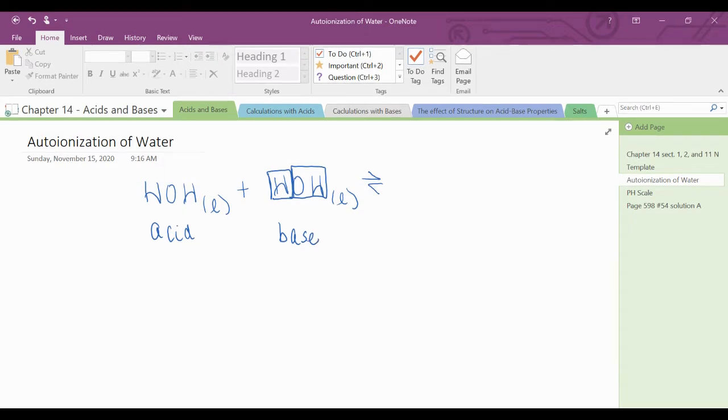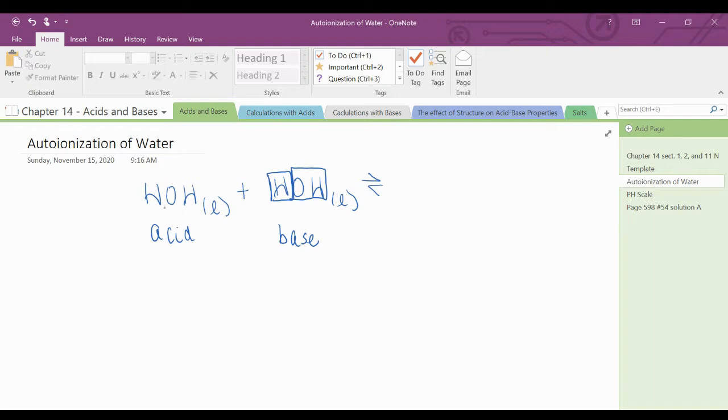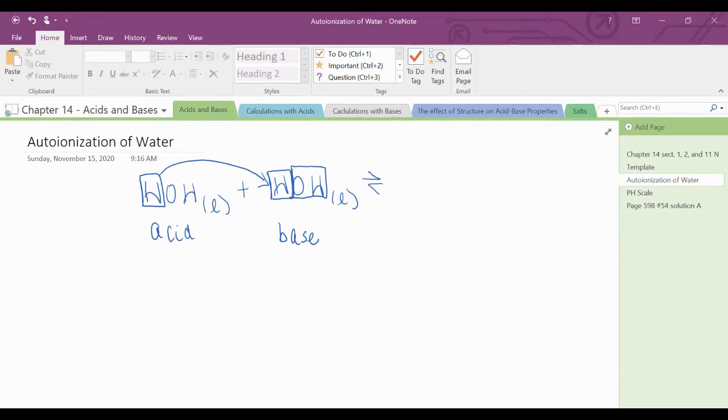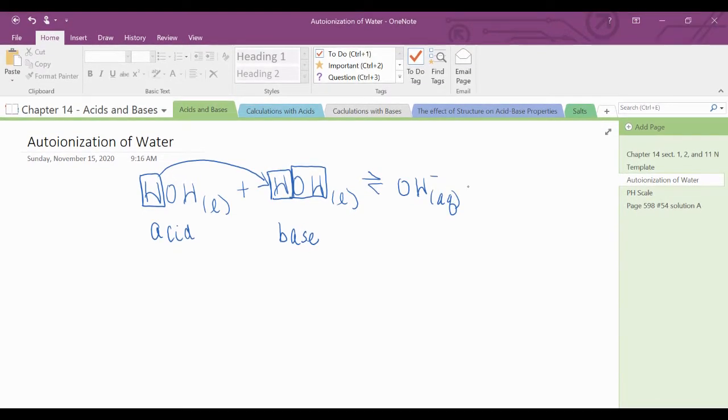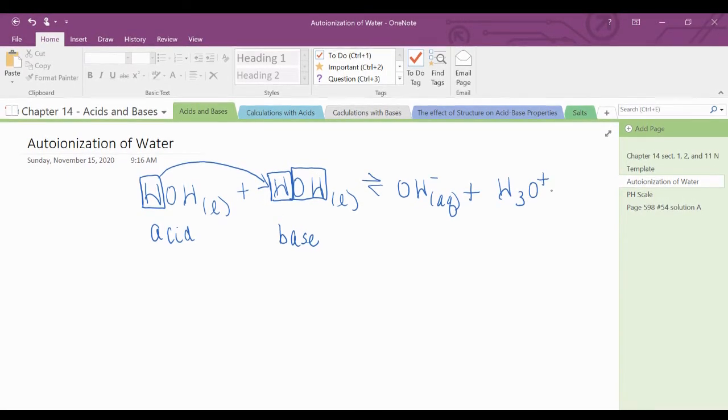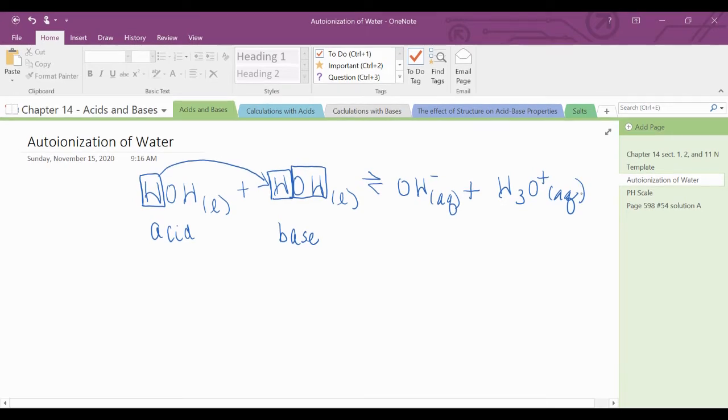And according to my definition of Bronsted-Lowry, the acid is a proton donor. So this acid is going to give a hydrogen to this water molecule. And so what I have left then is this OH, which is hydroxide. And this water molecule gains a hydrogen, so now I have H3O plus, which we should recognize as hydronium.